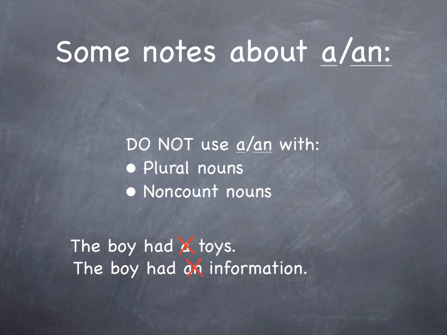So here's when we do not use a and an. We don't use it with plural nouns, and we don't use it with non-count nouns. For example, the sentences below, the boy had toys, and the boy had information. We don't say the boy had a toys or the boy had an information. Those are incorrect. Just the boy had toys and the boy had information.